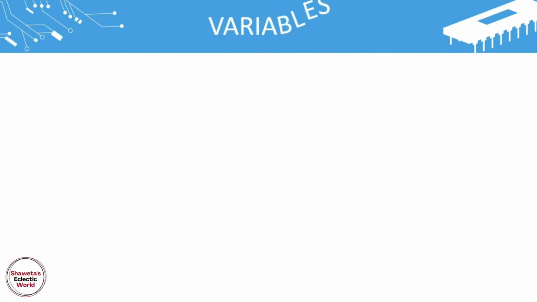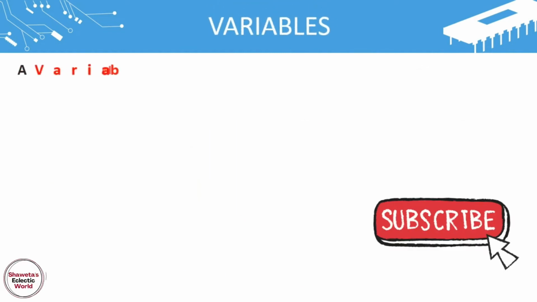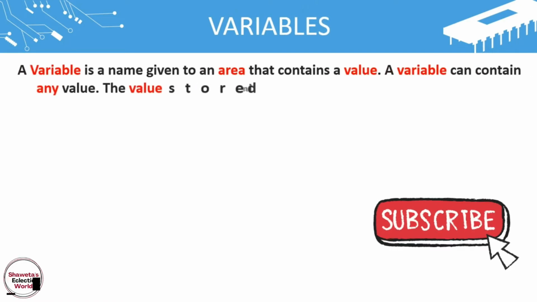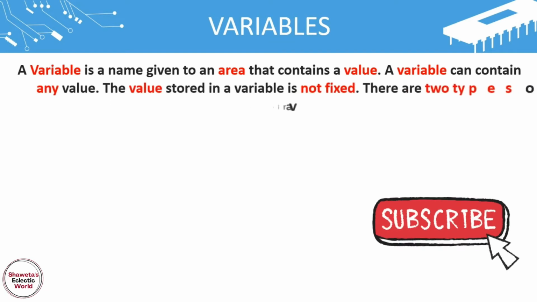The fourth one is variables. A variable is a name given to an area that contains a value. A variable can contain any value. The value stored in a variable is not fixed. There are two types of variables.